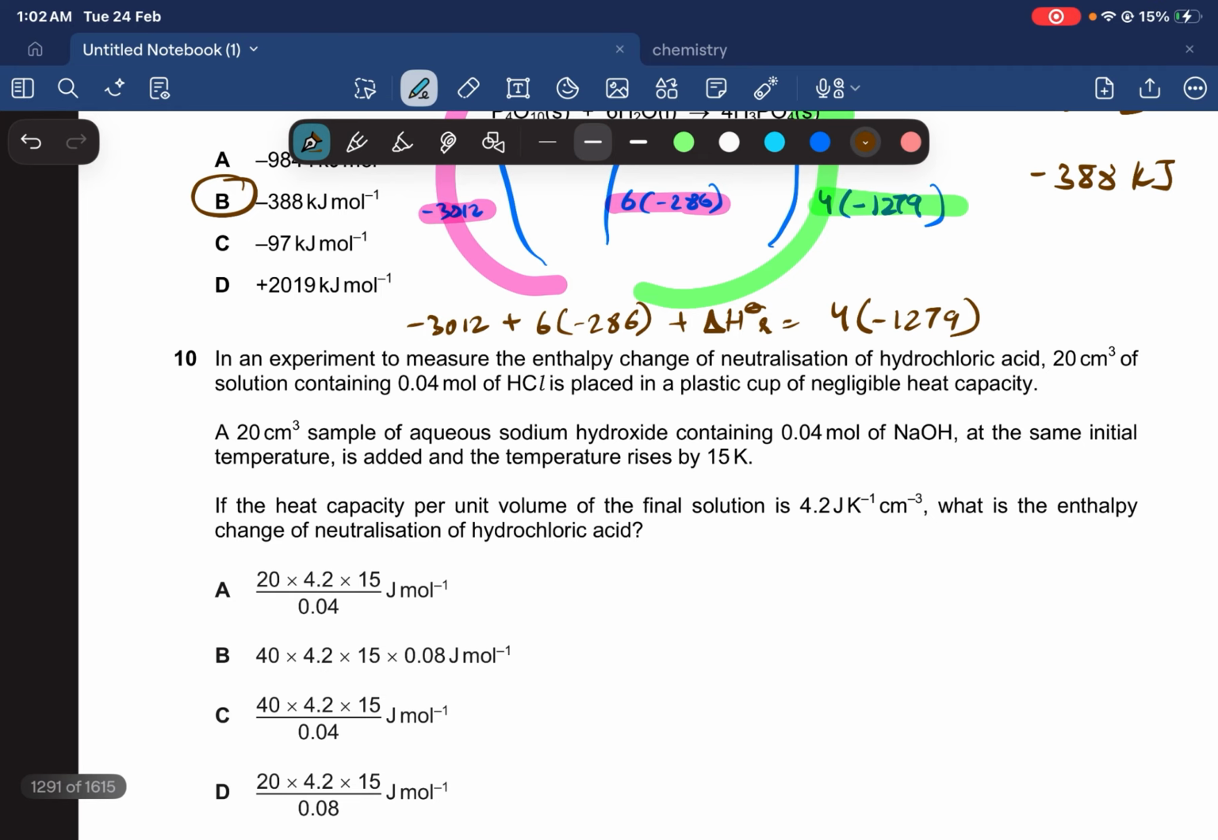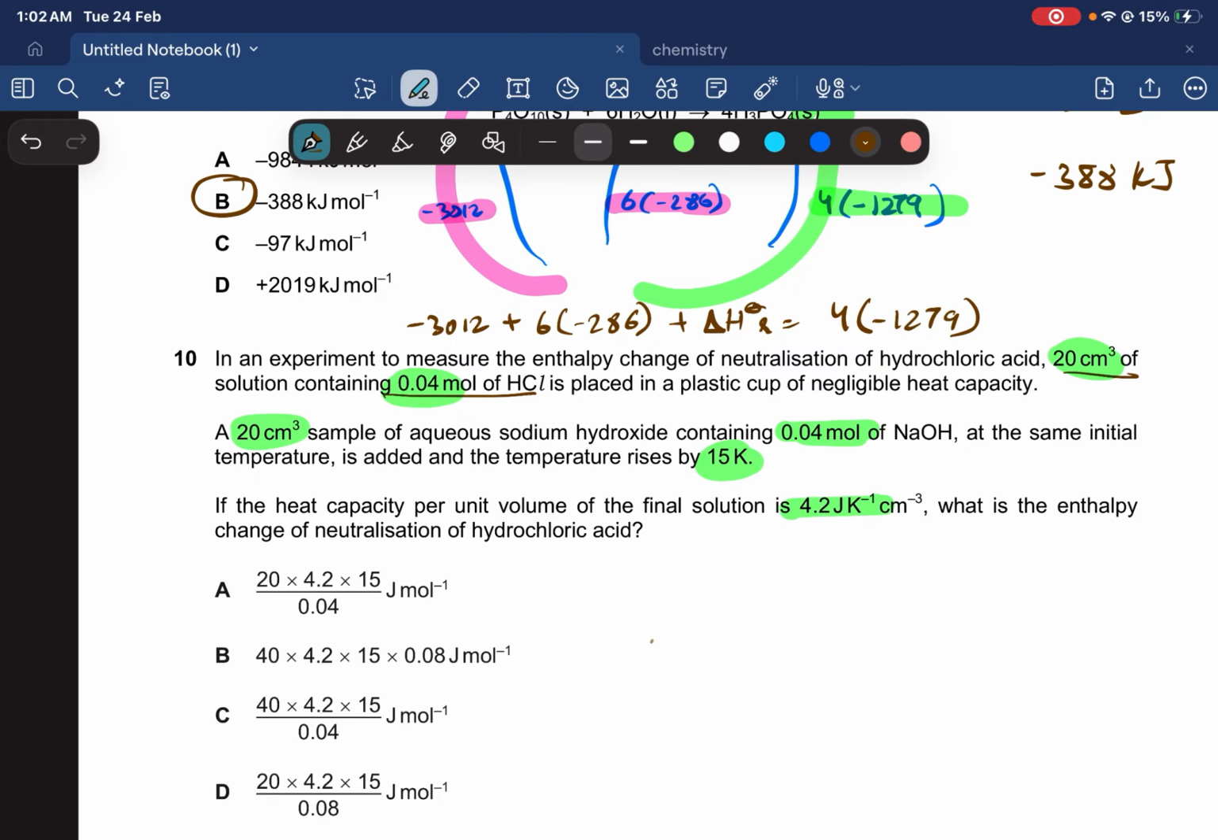In an experiment to measure the enthalpy change of neutralization of hydrochloric acid, 20 cm³ of solution containing 0.4 mole of HCl is placed in a plastic cup of negligible heat capacity. Okay. This many moles of HCl, and a 20 cm³ sample of sodium hydroxide. Now we're going to do a neutralization reaction and measure the heat change. 0.4 mole of NaOH, same initial temperature, added to the flask, temperature rises by 15 Kelvin. If the heat capacity per unit volume of the final solution is this, what is the enthalpy change of neutralization?